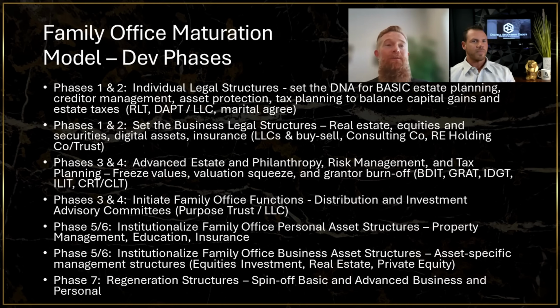As we move forward, then phases 5 and 6, we're starting to institutionalize the family office's asset structures. We're starting to manage property, or we're managing the family's education and insurance. We start to get much more bespoke and customized functions in phases 5 and 6 with different types of businesses. And then in phase 7, we're starting to implement regeneration structures. We're spinning off further family offices and more advanced business and personal structures in phase 7. So that's where the family starts to regenerate and propagate itself and its family DNA.